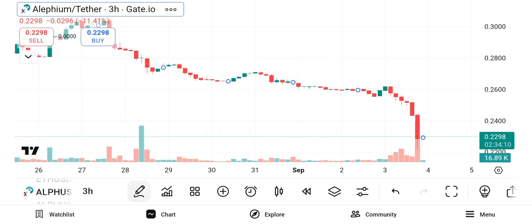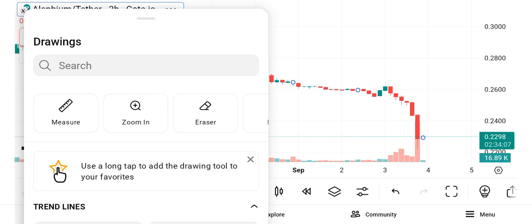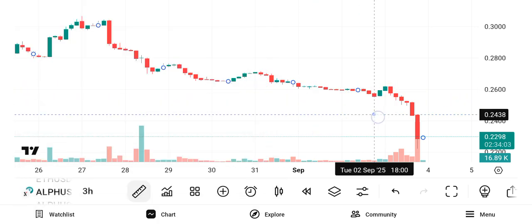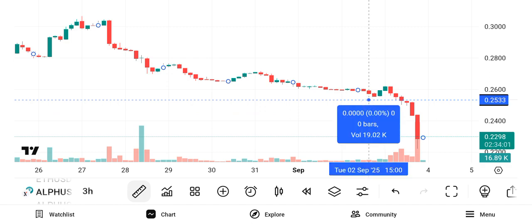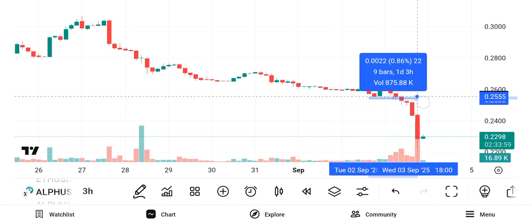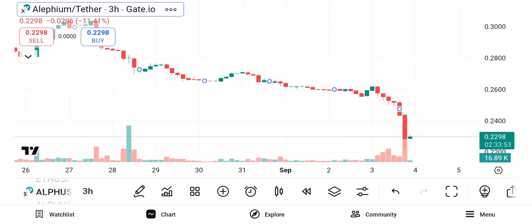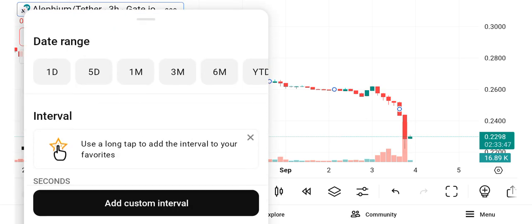Let me see if I can draw it. There was another support here and here. There was a support here that was broken, and the price declined to this particular point. Now we're beginning to have a price recovery. Let's head to the 4 hours chart.